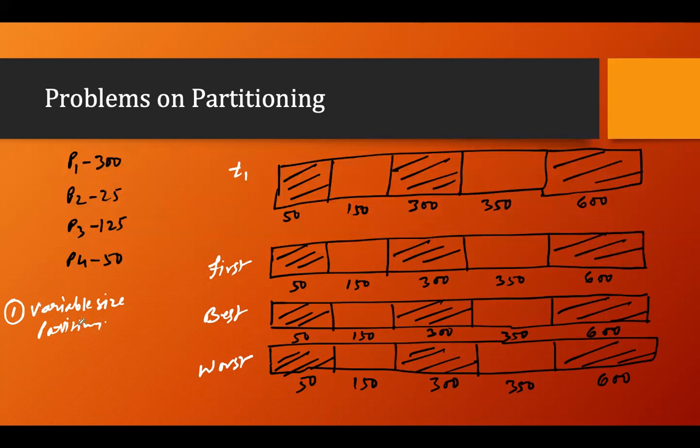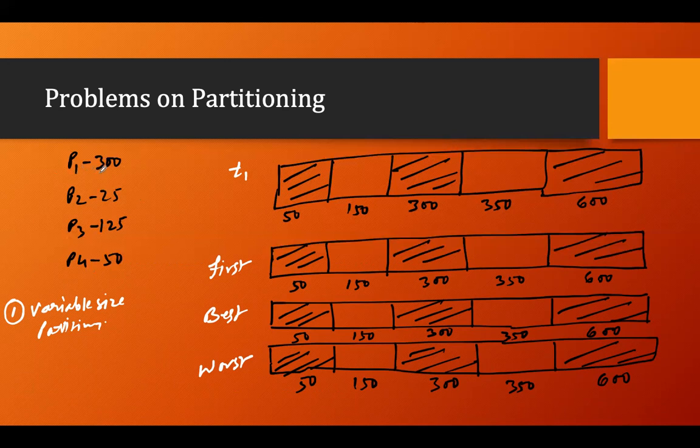Now I'm using the variable size partitioning. Variable size partitioning says that the partition is not fixed, so the rest of the portion after accommodating the process can be utilized. So here no internal fragmentation is possible. Now, we have the process P1 which needs 300 units of memory. P2 requires 25 units, P3 requires 125 units, and P4 requires 50 units.